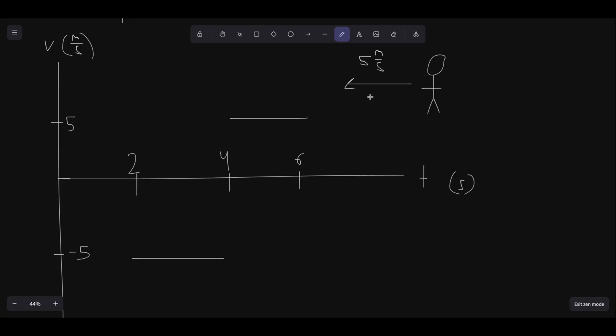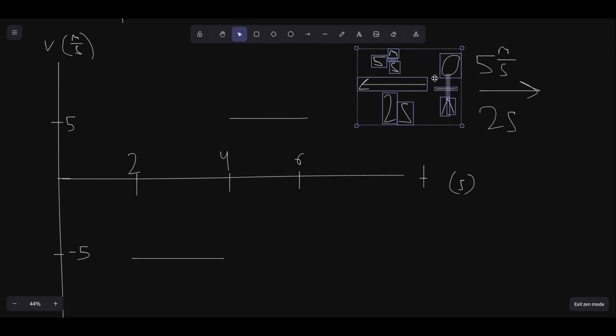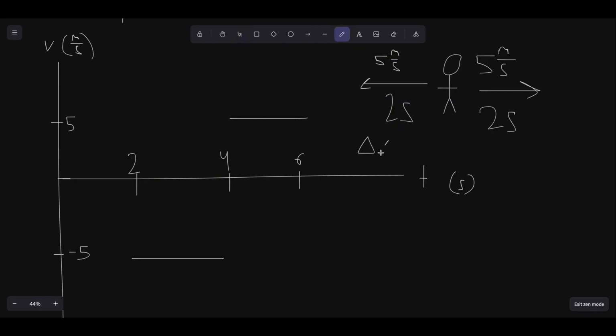And then after he does this for 2 seconds, he just turns around and for 2 seconds he's going to do 5 meters per second to the right now. So notice how, because he's going to the right, we usually associate right as being a positive thing. And so this is a positive 5 meters per second for 2 seconds. Now, think about what happened. This dude went 5 meters per second to the left and then 5 meters per second to the right for 2 seconds. He's going to end up back at the same position. So his change in position, or his displacement, is going to be equal to 0.